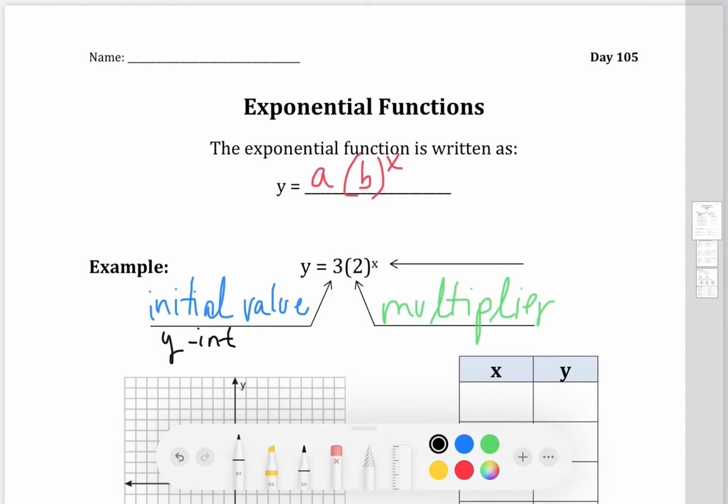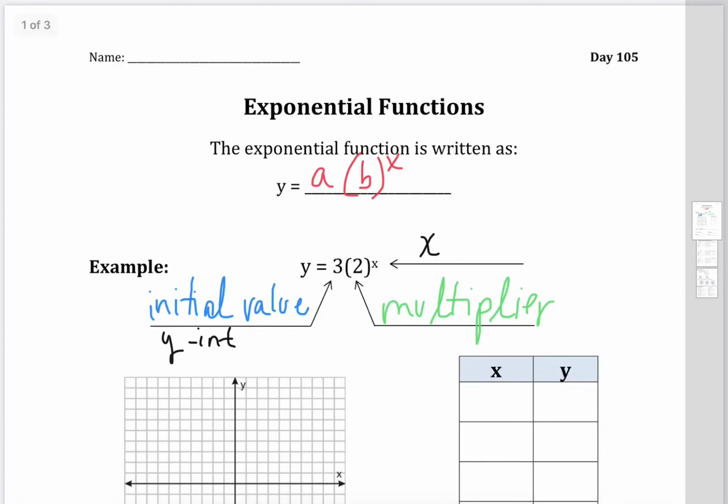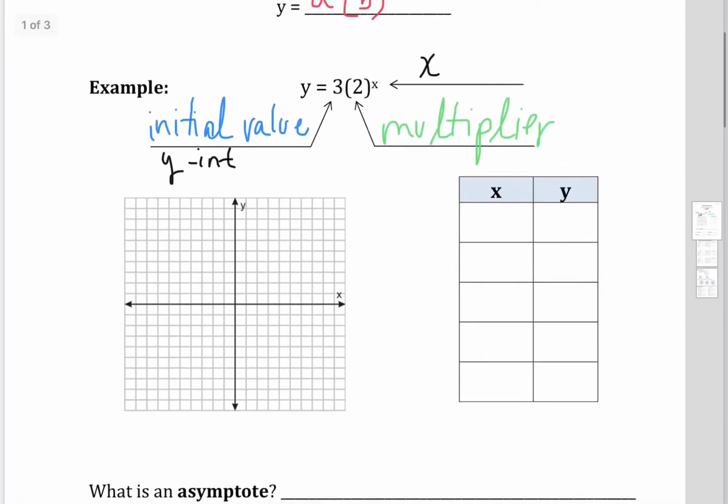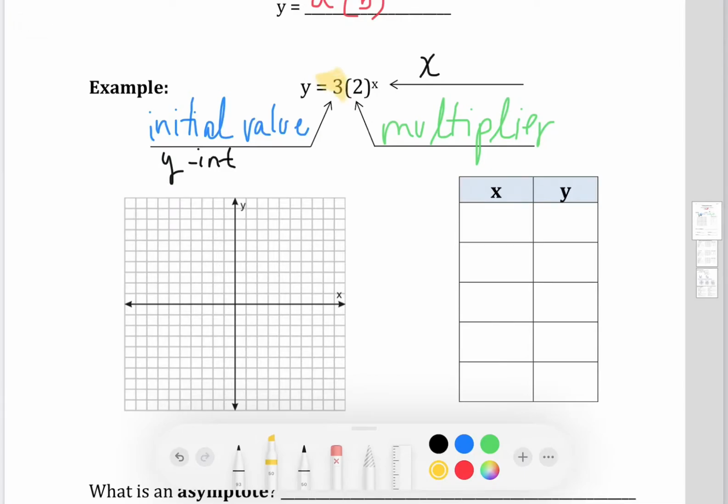Okay? And then it's always raised to the x, which is my x, my independent number. So we're going to start by graphing this one here. To connect it to what we did a minute ago, the number in the front is my starting number.